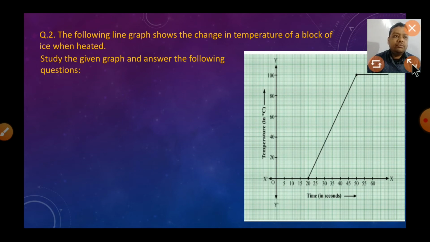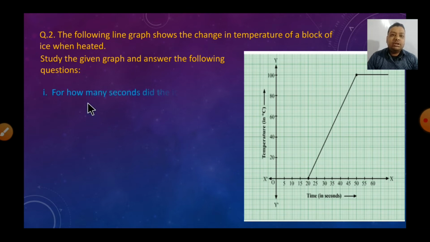Now we have to answer some questions here. At first, let's read the graph. You can see on the x-axis there is time in seconds, and on the y-axis there is temperature. Okay. Now, the first question is, for how many seconds did the ice block have no change in temperature?